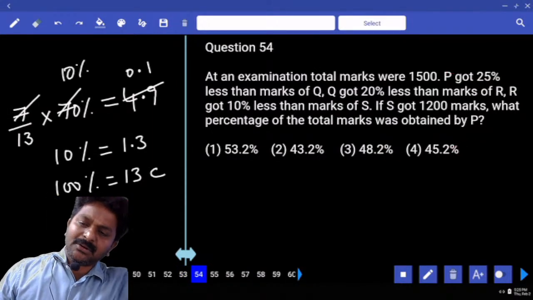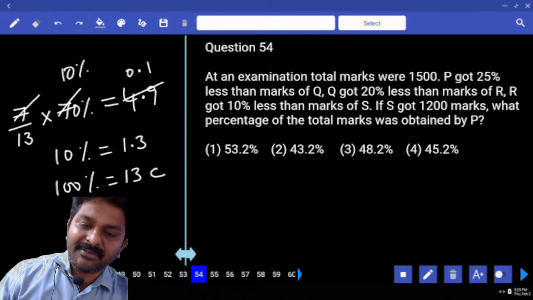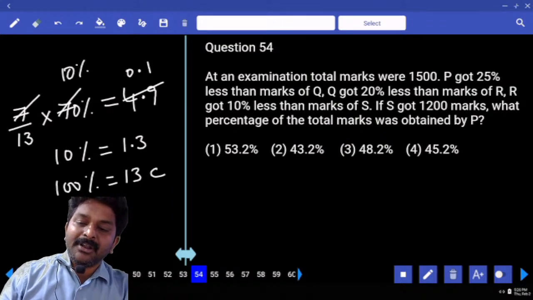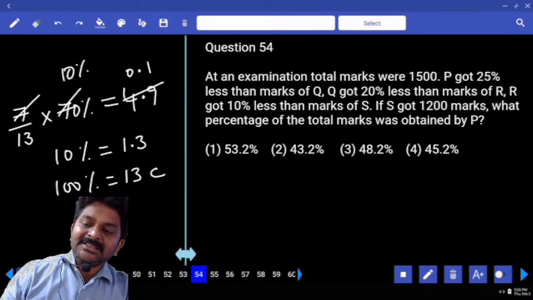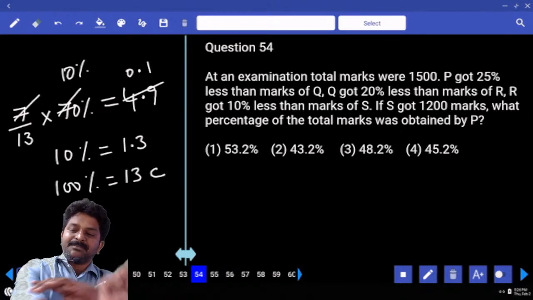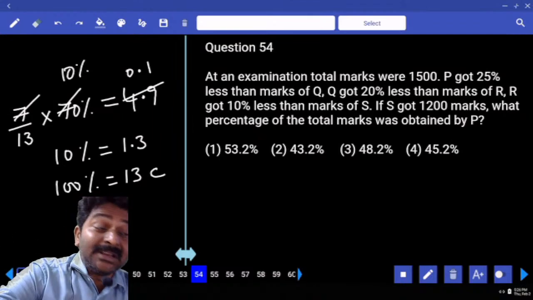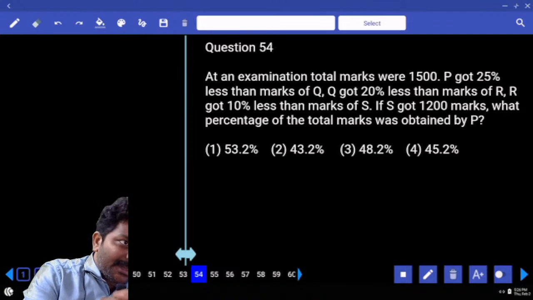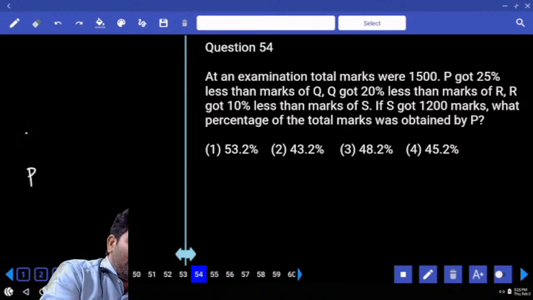At an examination, total marks were 1500. P got 25% less than Q. Q got 20% less than R. R got 40% less than S. S got 1200 marks. What is the percentage of total marks was obtained by P? As the question is about percentage, I am taking only percentage. Okay? P, Q, R, S.